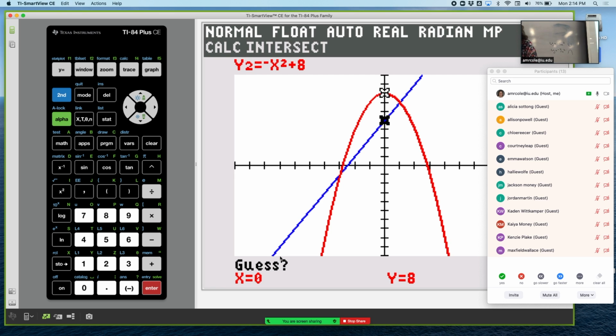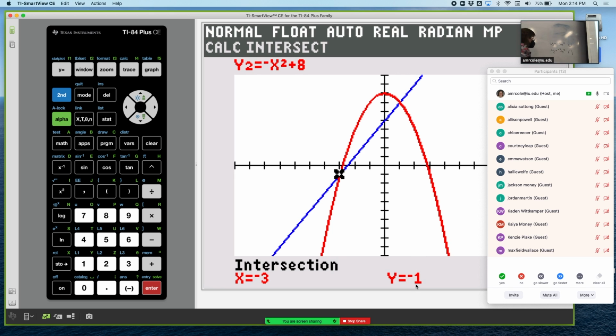All right, now it says guess. It wants you to guess where that is. So the blinking cursor is right there at the top of that parabola. So I'm just going to start scrolling to the left. And I want to find that intersection point right there. Now I'm not going to be able to get exactly on it, but I'm going to get close. Okay, and then I'm going to hit enter. And that intersection point is at -3, -1.